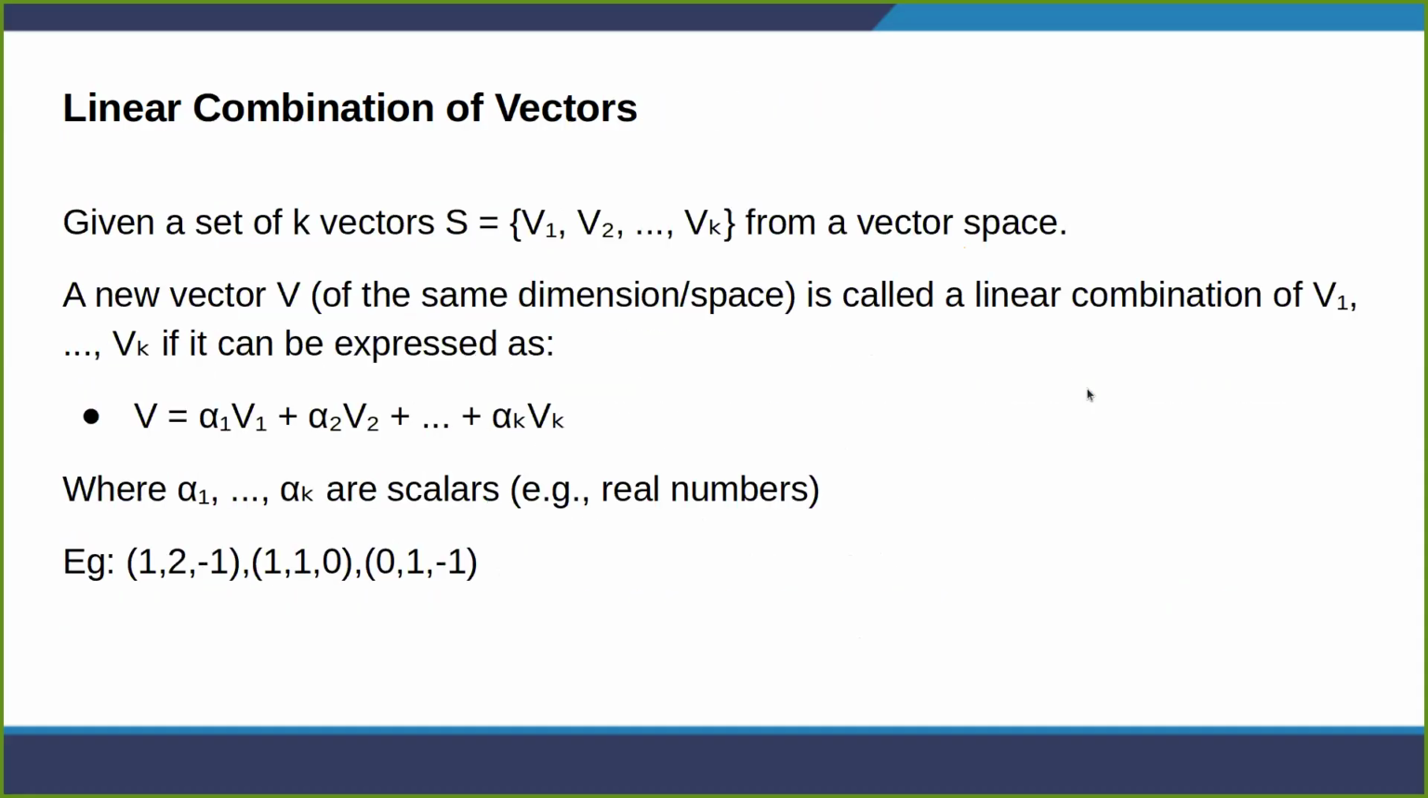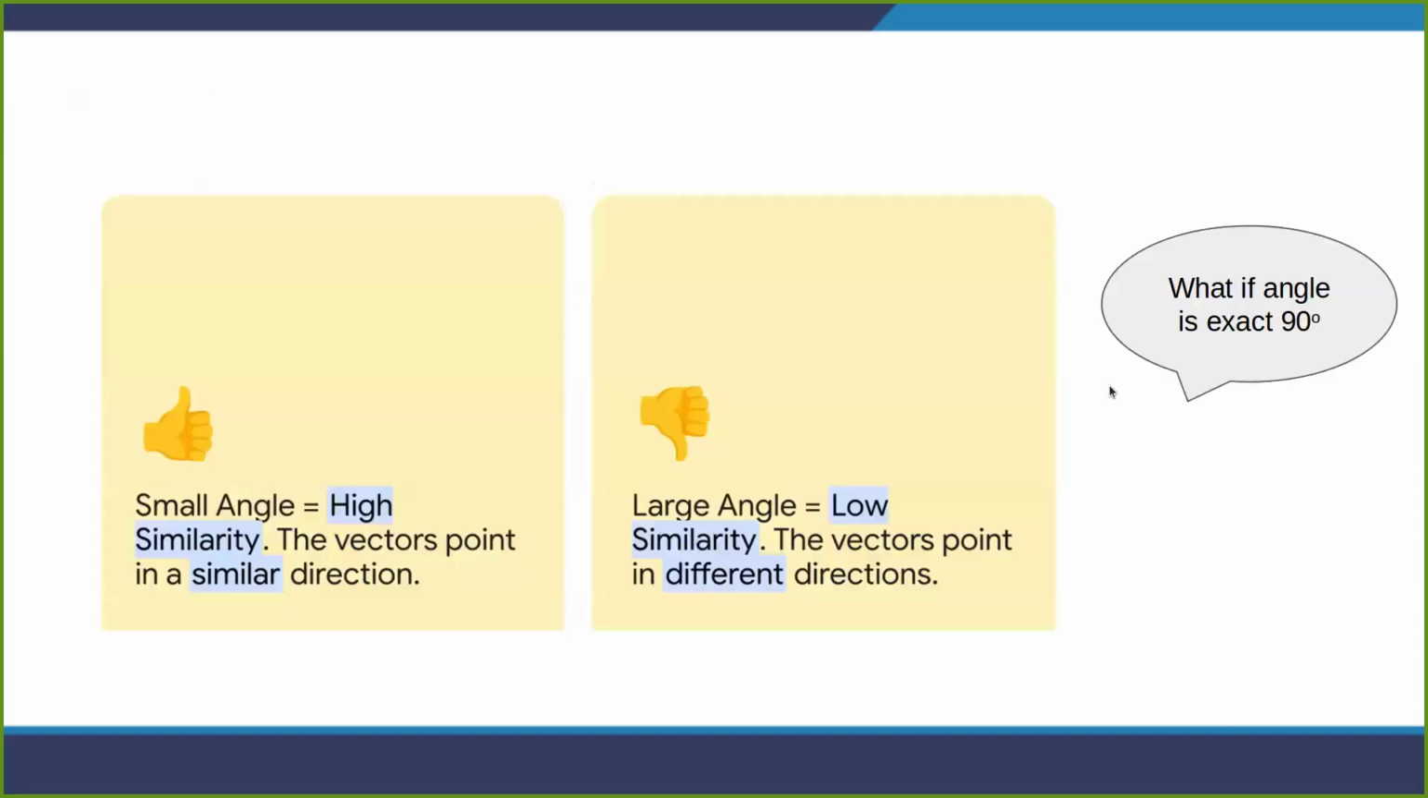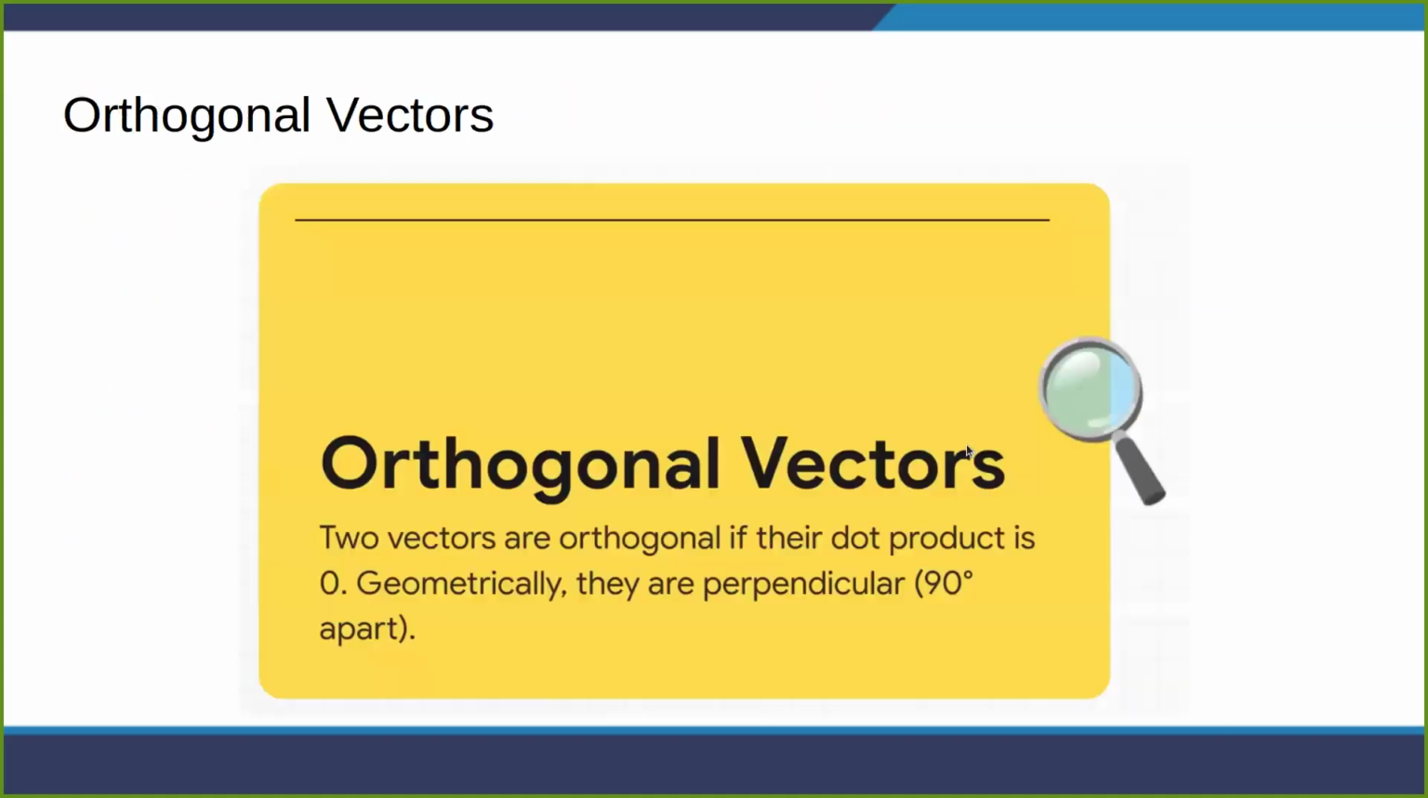So what if the angle is 90 degrees? As I said, if the angle is small, there is high similarity. If the angle is large, then there is low similarity. But what if the angle is 90 degrees? Then they are completely different from each other, completely unrelated to each other.